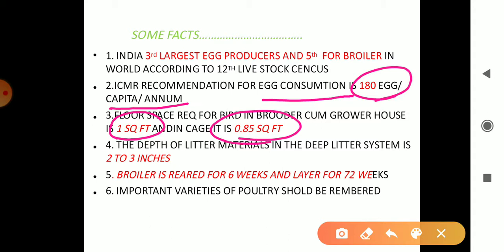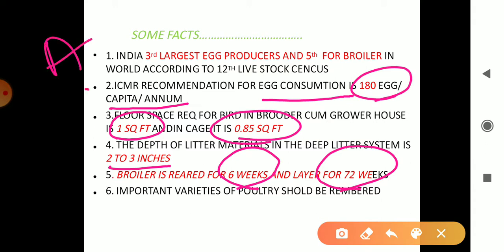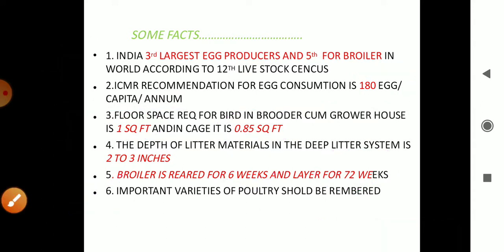If you are raising the poultry in the deep litter system, then the litter material, the mattress on the floor for the smoothness of proper working, should be 2 to 3 inches. Very important: broiler is reared for 6 weeks, and layer for 70 weeks. And dear students, please remember the important varieties of poultry related to the American class, English class, Asiatic class, all these classes.